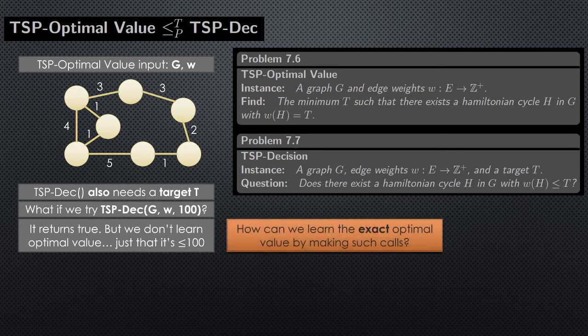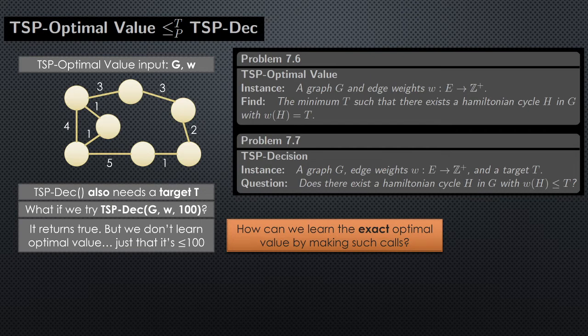Okay, so here's the idea. We sort of want to make repeated TSP decision calls, right? So we could call it with 100, and then we could call it with 99, and then with 98, then with 97, and we could do this until the first time TSP decision returns false. The first time it returns false, we know that right before, on the previous call, we had exactly the optimal value, right? But that would be very inefficient.